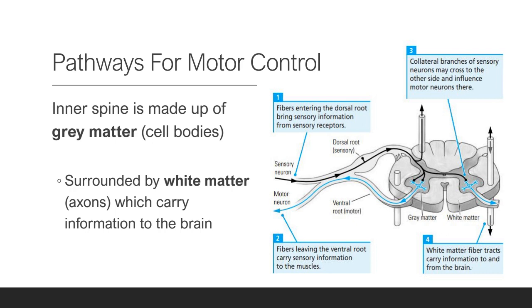Oh, sorry, I'm saying that in reverse. The inner spine is made up of the cell bodies. If we look here, it even looks gray. So gray matter here is the inner part of the spinal cord. That's going to be made up of cell bodies, because remember, gray matter is comprised of cell bodies, whereas white matter is comprised of axons, those myelinated axons. So the inner part of the spine is made up of gray matter, made up of cell bodies, and the outer part of the spine is made up of white matter, which are those myelinated axons, which are carrying information to and from the brain.